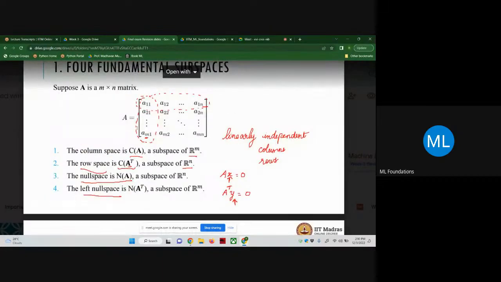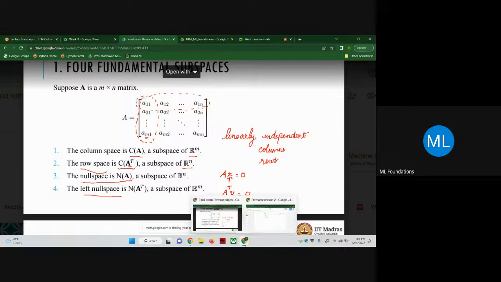The main important thing we need to notice is that the rank of A will be equal to the number of independent columns in the column space of A, and then the row space of A, the number will be equal. So suppose the column space is two dimensional, then the row space will also be two dimensional, and the rank will also be equal to 2. So basically the dimension of the column space, the dimension of the row space, and the rank of A, all those three will be equal.